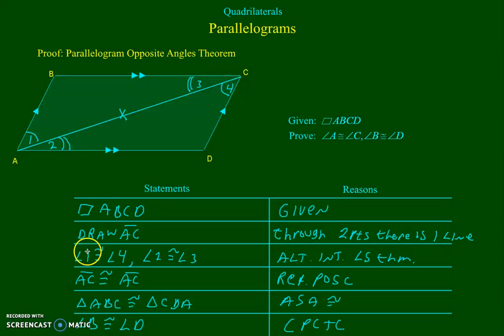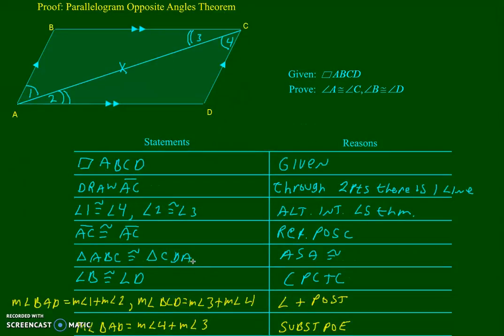We know that this angle is congruent to this angle. Angle 1 is congruent to 4, and 2 is congruent to 3. So we can say that the measure of angle BAD is equal to the measure of angle 1 plus the measure of angle 2, and the measure of BCD is the measure of angle 3 plus 4. And that is the angle addition postulate.